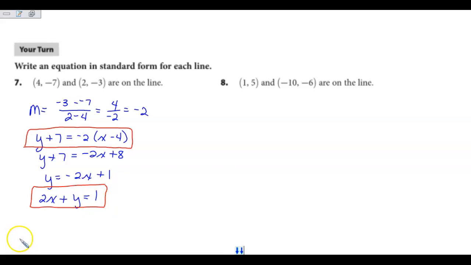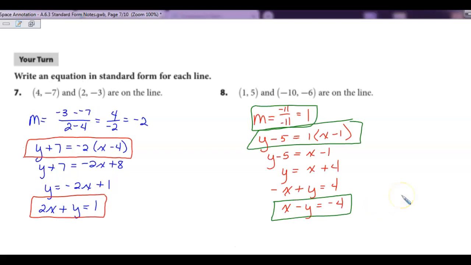Take a look at number 8 and find the standard form of those 2 points. I found my slope is 1. I found my point slope using my first ordered pair. I simplified it and moved my x to the other side. I get -x plus y equals 4.